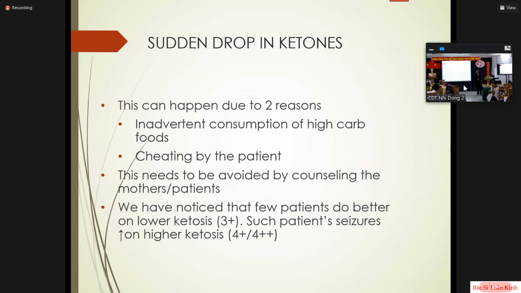Anyone wants to ask me more about initiation? Because that's an important point. How to initiate the diet. So you have these 3 methods. Either you can do a fast, water only. You can do a carbohydrate washout diet. And even in a young infant, you can do it. In a child of, say, 6 months, 1 year, you can do it.